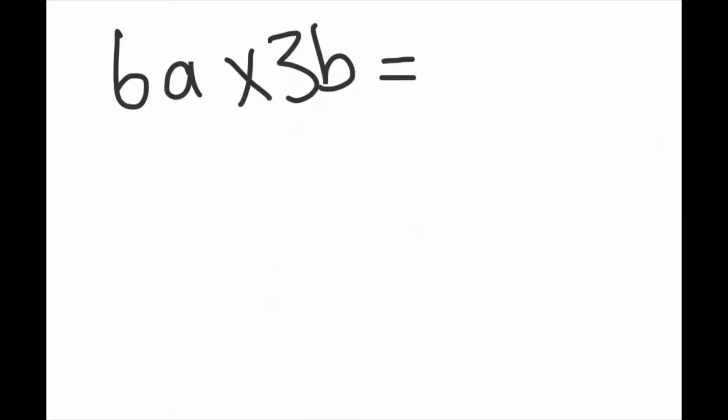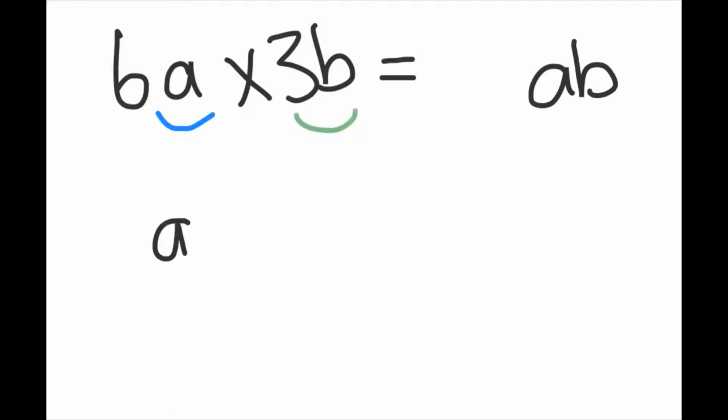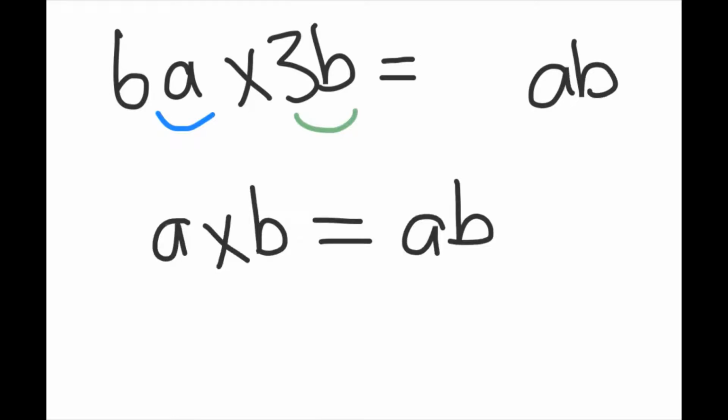Another example, 6a times 3b. Now we have different variables, because there's an a and there's a b. But we can multiply them together, and if we multiply them together, we're just going to have ab. So let's just break it down first. So a times b, that answer is just ab.